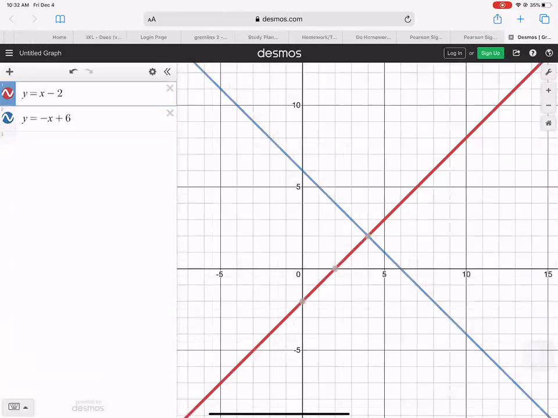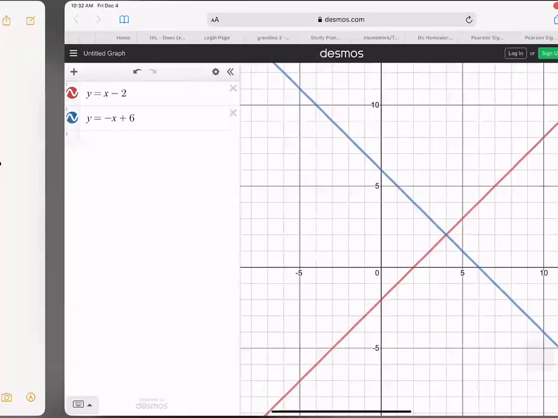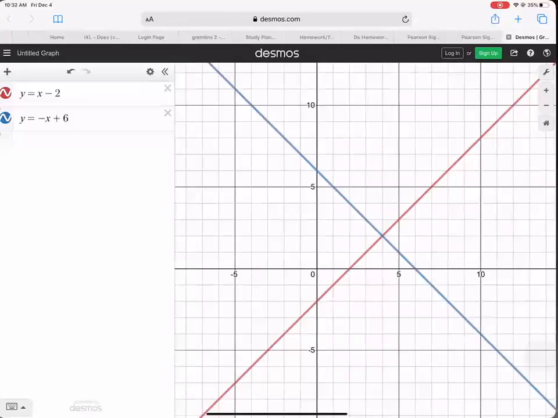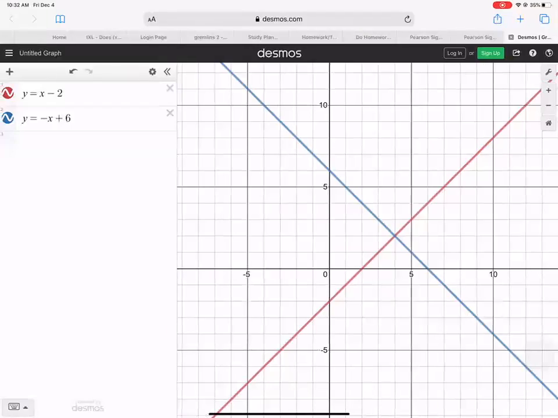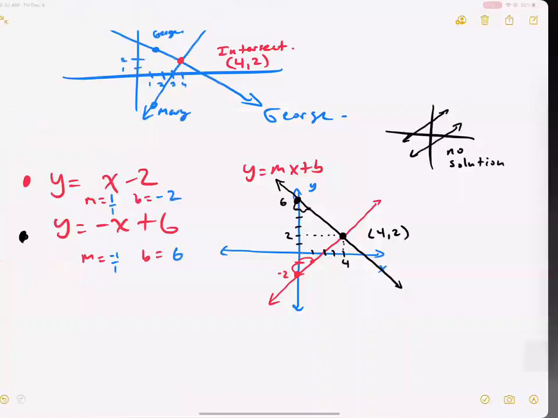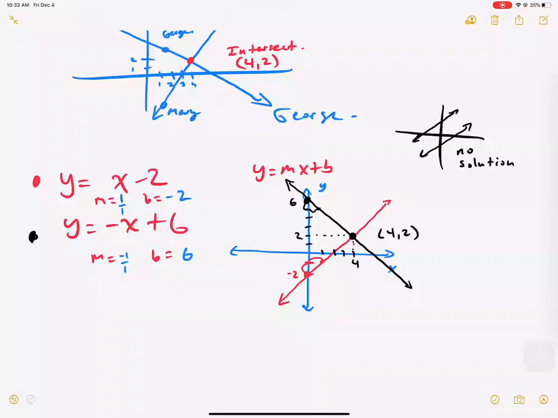And let's take a look at what Desmos says. And Desmos says 4, 2. Does our graph look kind of like that? Back and forth? Yeah, that's not bad, right? Looks pretty darn close. Now, did your lines meet at 4, 2? And here's our problem. Graphing without, let's say, a perfect environment, perfect lines, perfect dashes, perfect spacing, might lead us to answers that are a little bit off.